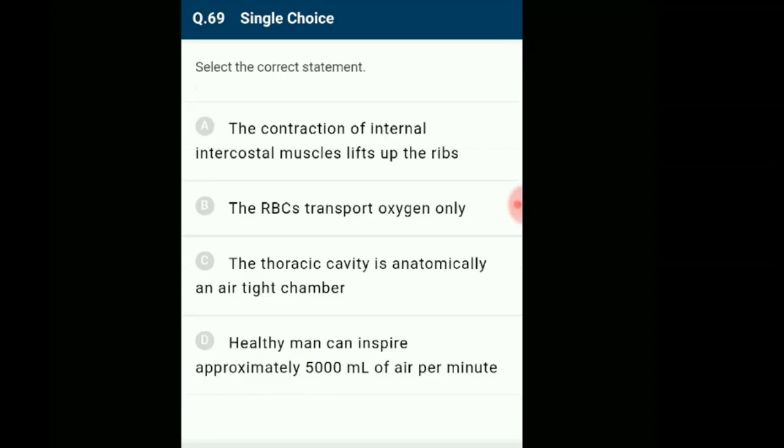Question number 69. Select the correct statement. Any change in the volume of the thoracic cavity would be reflected in the lung cavity. This is possible because of the typical anatomical setup of lungs in the thorax. So the answer is option C. The thoracic cavity is anatomically an airtight chamber. That is the correct statement.